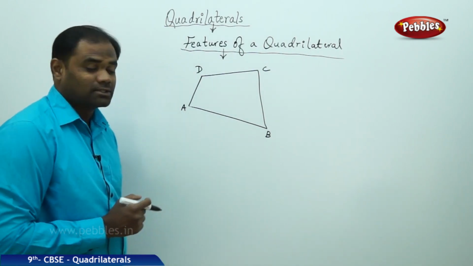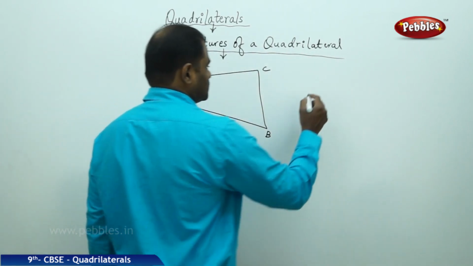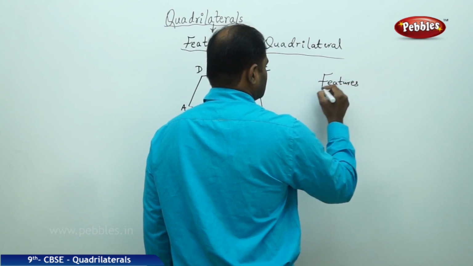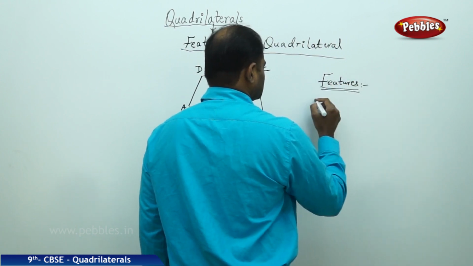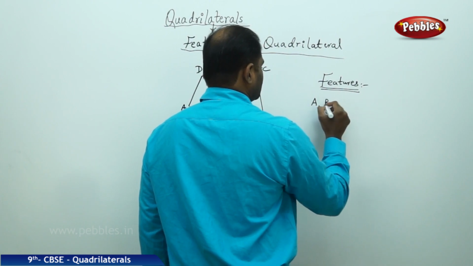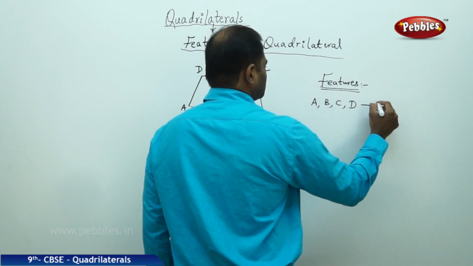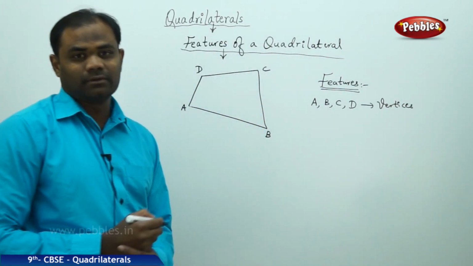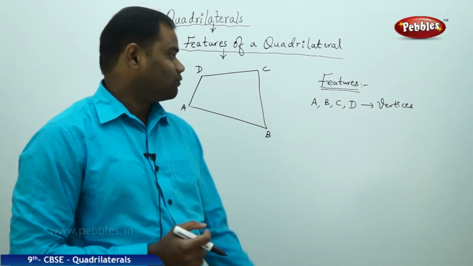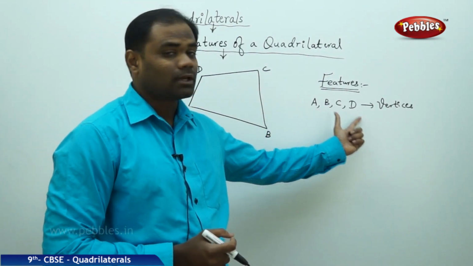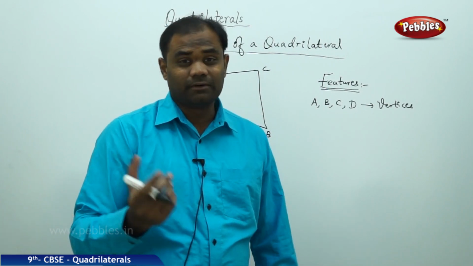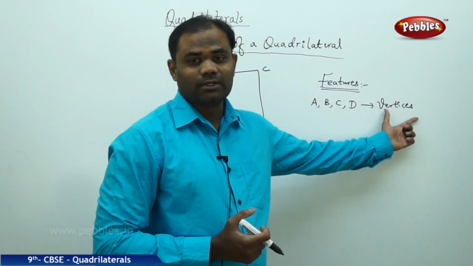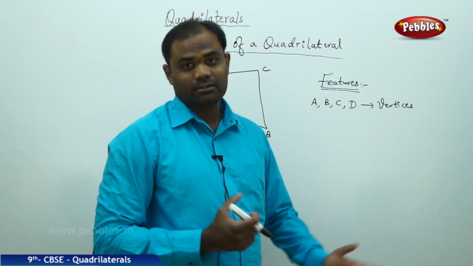So here the first thing which we understand is that A, B, C, D are called vertices of the quadrilateral. So a quadrilateral is said to have 4 vertices A, B, C and D. A triangle has 3 vertices A, B and C. Similarly, a quadrilateral has 4 vertices A, B, C and D.